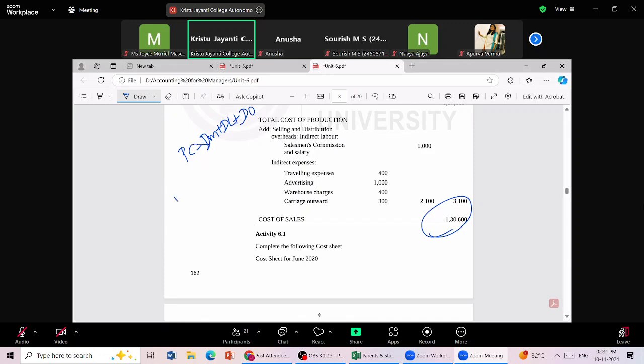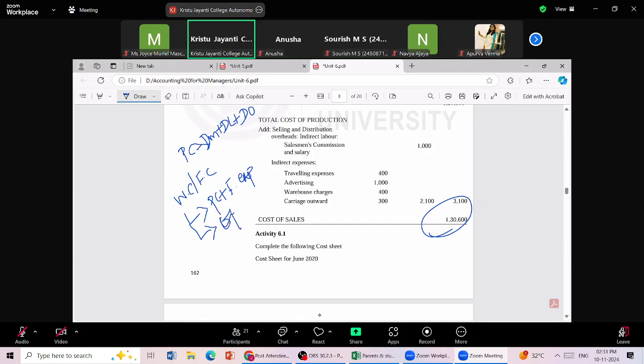Now, the next cost is work cost, or you call it factory cost. How will you get work cost or factory cost? To your prime cost, you add all your factory expenses. So what you get is your factory cost.